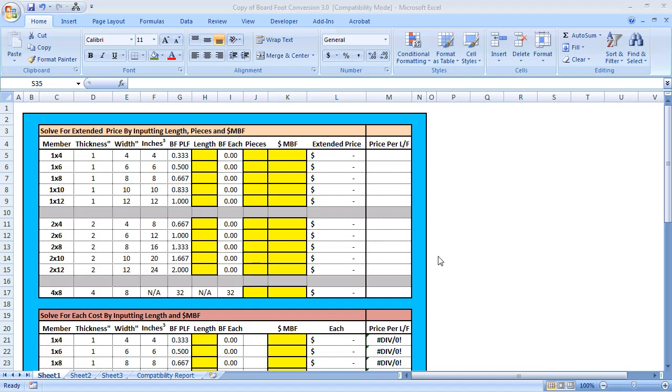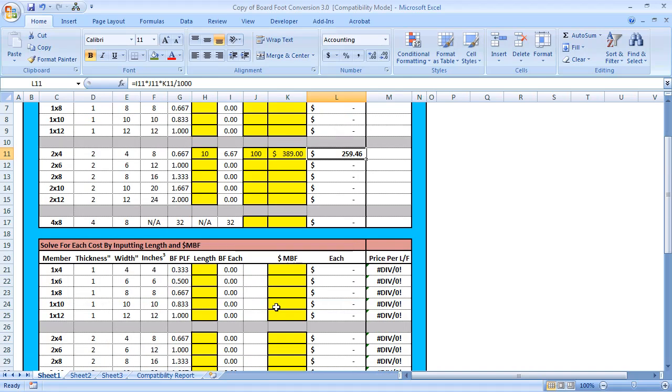This is a little template that I made up to help me work with board foot prices. It gets a little confusing sometimes. Let's look at something. For example, this is a 2x4. If we know the length of it, 10 footers, and we've got 100 pieces, and the board foot price is, let's just say, $389,000, your total price for those is going to be $259.